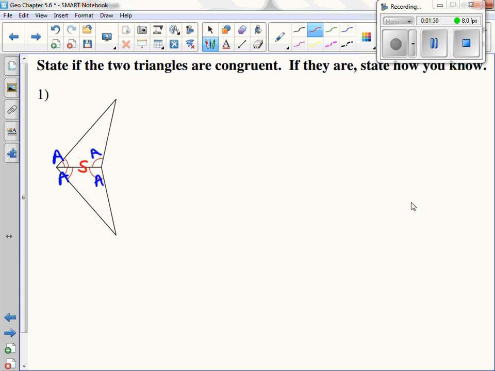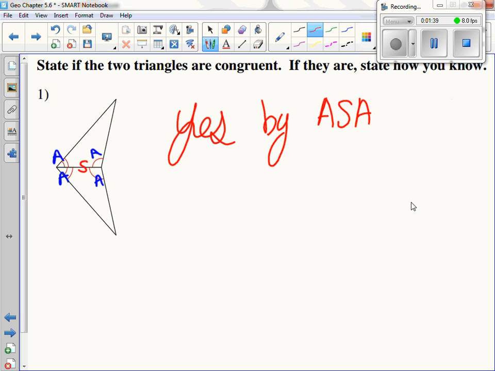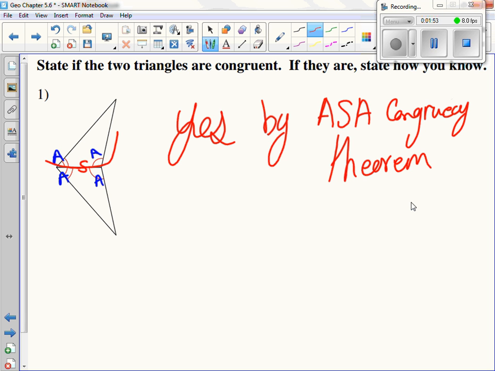So can we state that these two triangles are congruent? By? Angle, side, angle. Because I come around here, angle, side, angle. It'd be our angle, side, angle congruency theorem that states that these two triangles are congruent. Any questions on this one here? We ready for the next one?